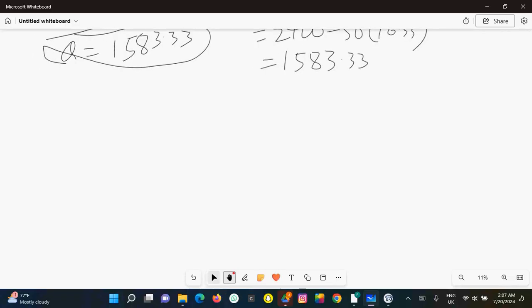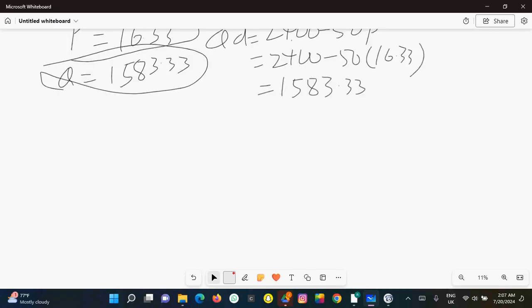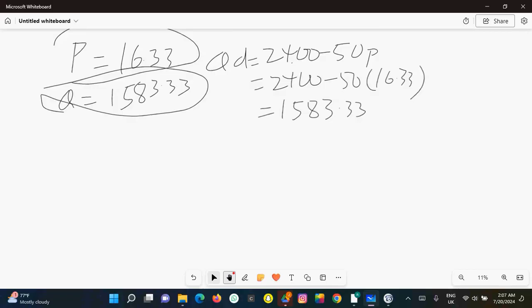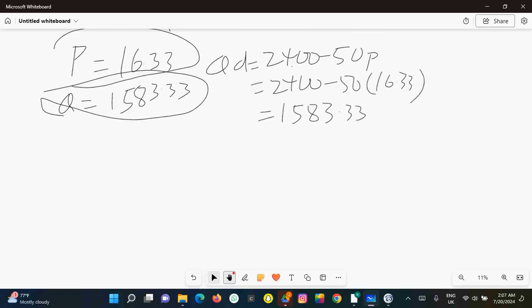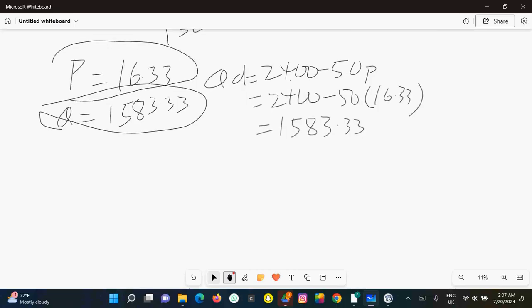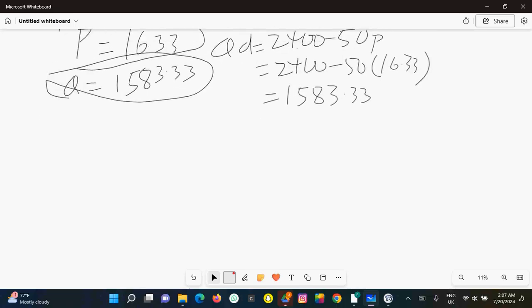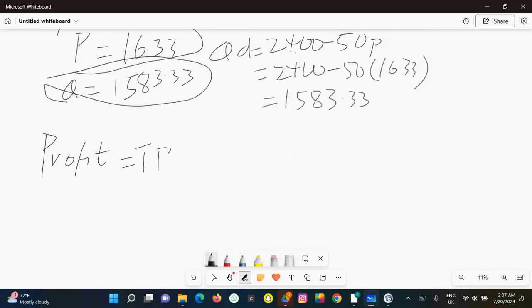So now what we are going to do is solve for profit, which equals revenue minus total cost. Remember that they can only raise revenue from what they supply.